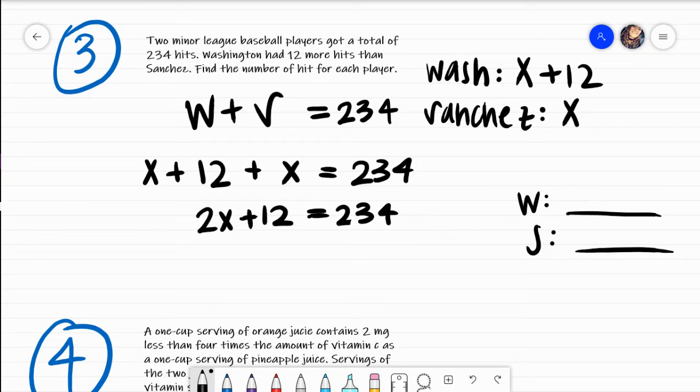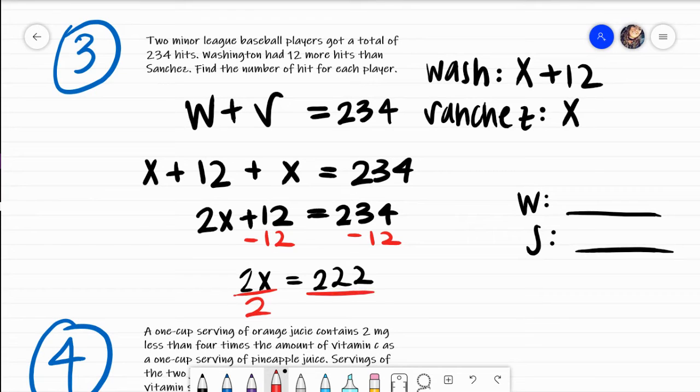If you do 234 minus 12, right? Because I need to move that 12 over, because I'm trying to solve for my x. I get 2x equals 222. And then lastly, I need to divide both sides by 2.